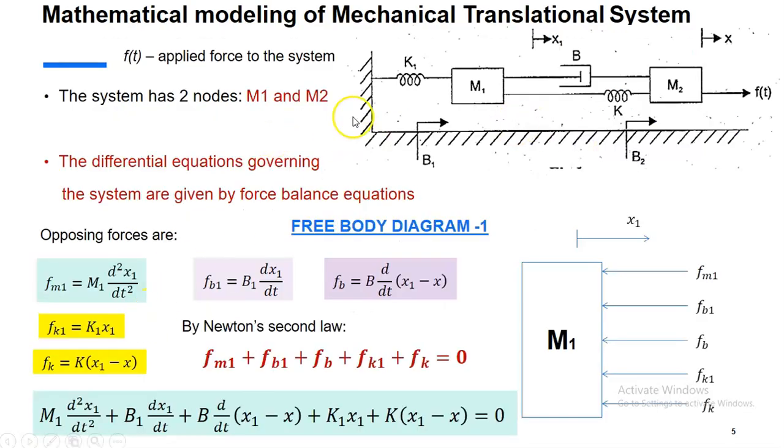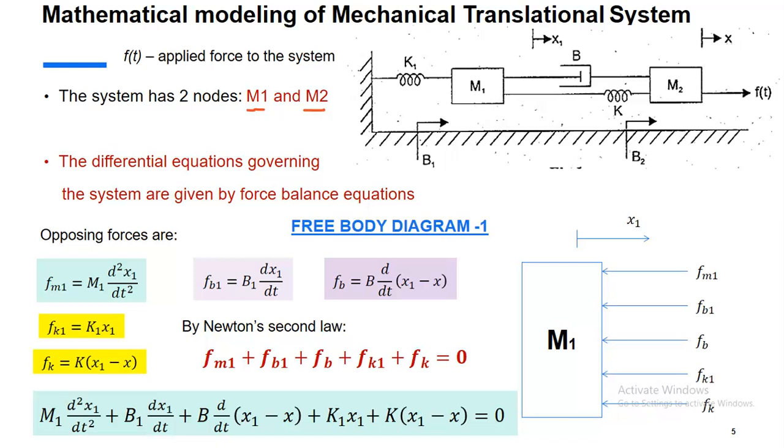So in this mechanical system, we have two nodes, one at M1, another one at M2. What we have to do, the first step, is to draw the free body diagram for M1. So this is the free body diagram. You can see here, M1 is the first mass. We are representing the free body diagram like this.